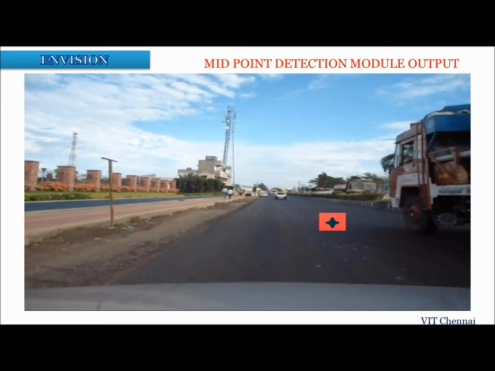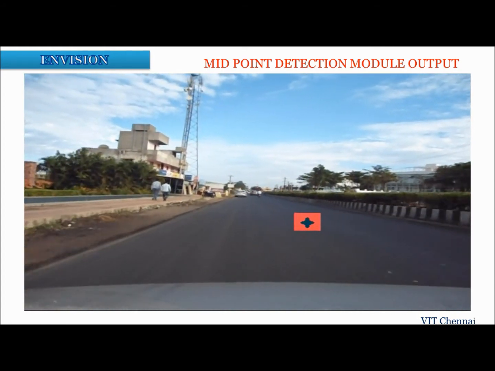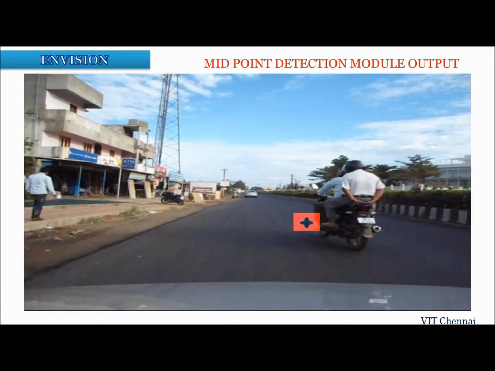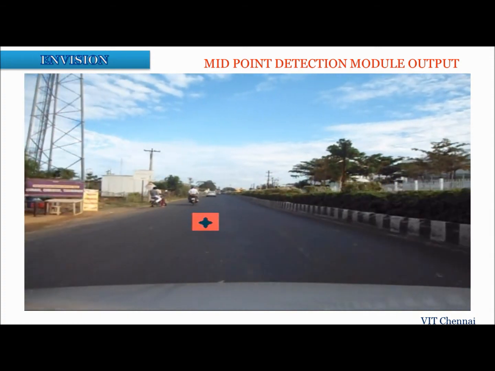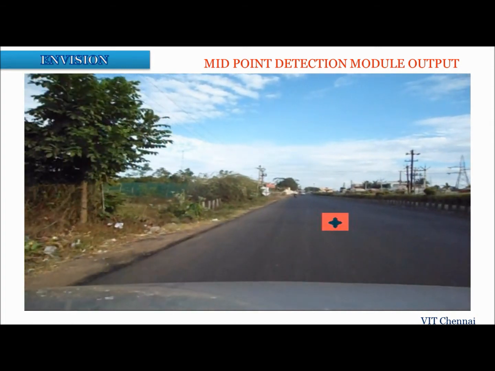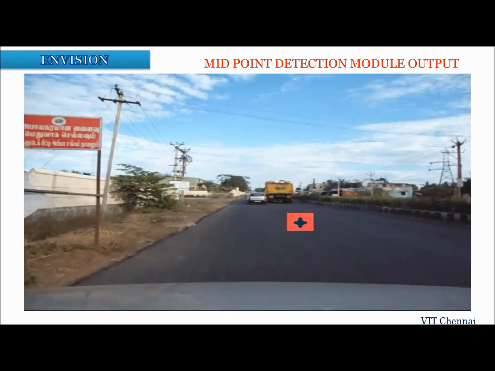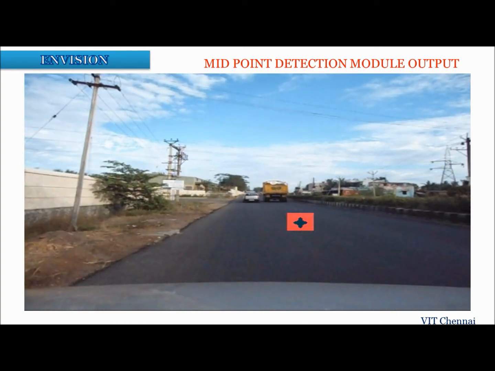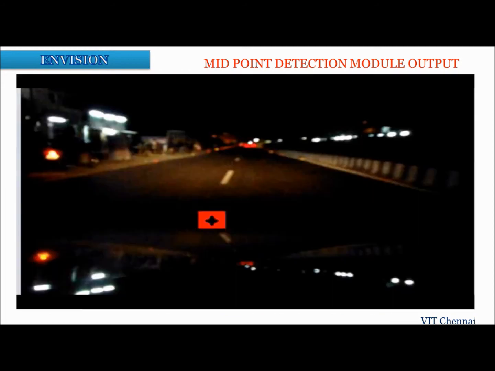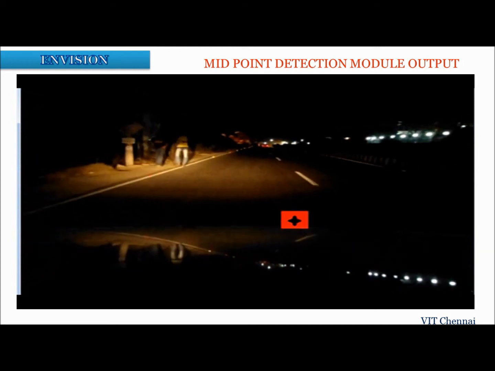This is the initial output of the midpoint detection module. The red marker in the middle shows the physical midpoint of the road. This is the output of the midpoint detection module on the night frames.